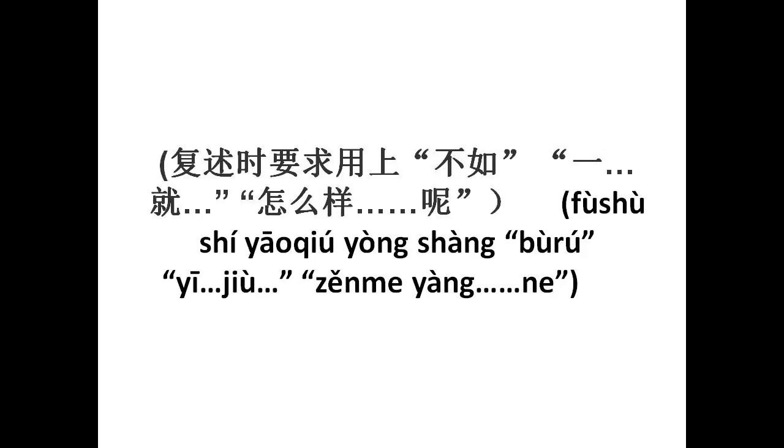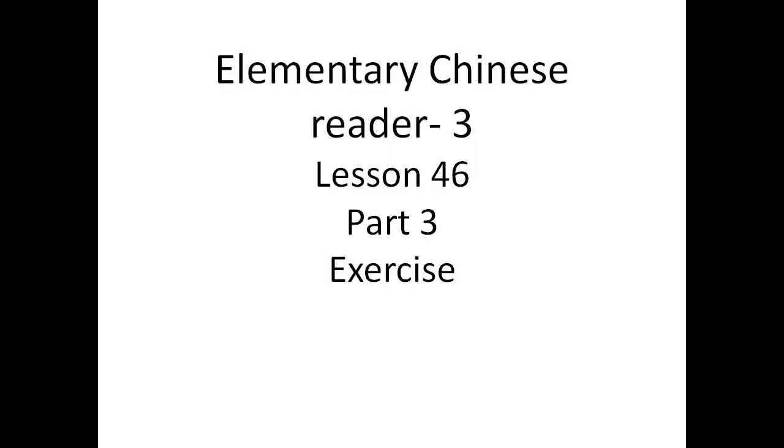When repeating or reading it, we have to consider the usage of rhetorical questions. 一什么什么, or 怎么样什么什么呢. This was the second article, and this was the exercise of lesson 46, Elementary Chinese Reader 3.